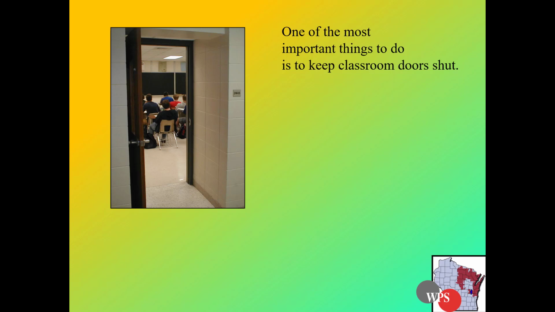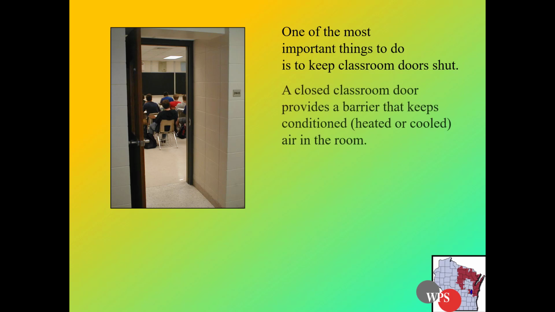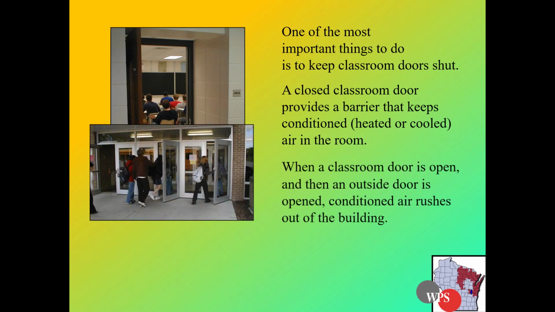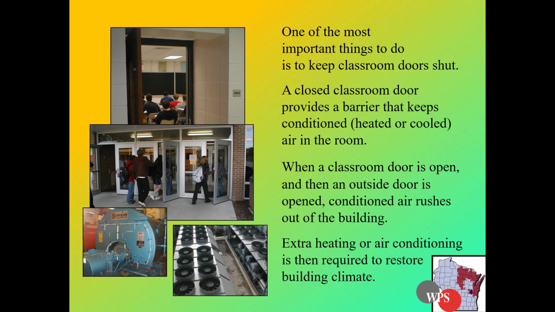One of the most important things to do is to keep classroom doors shut. A closed classroom door provides a barrier that keeps conditioned, heated or cooled air in the room. When a classroom door is open and then an outside door is opened, conditioned air rushes out of the building. Extra heating or air conditioning is then required to restore building climate.